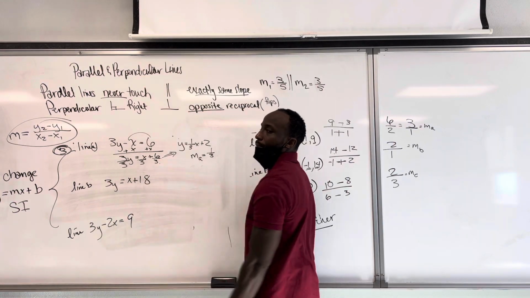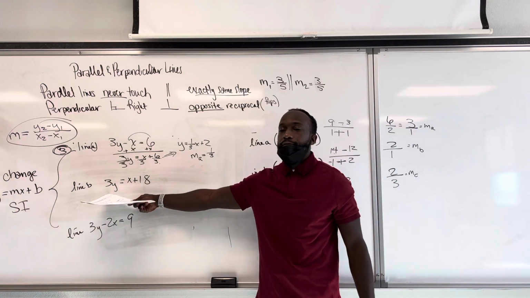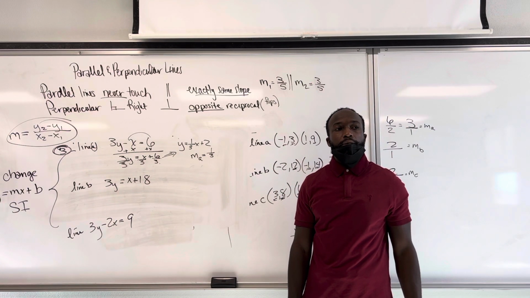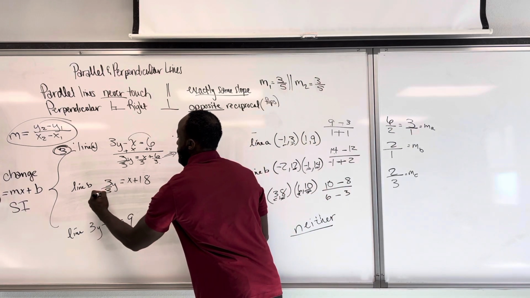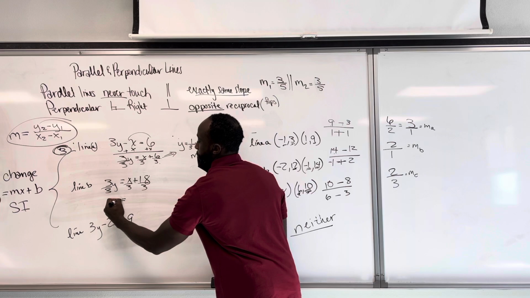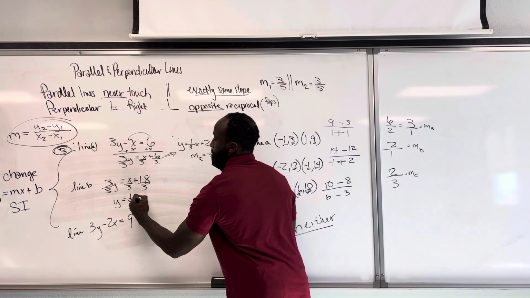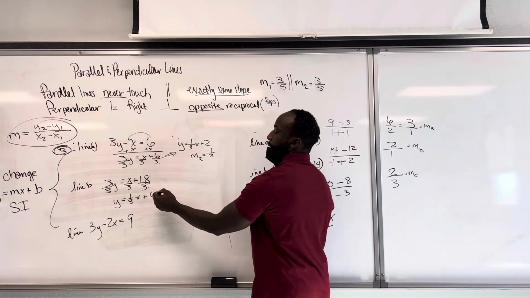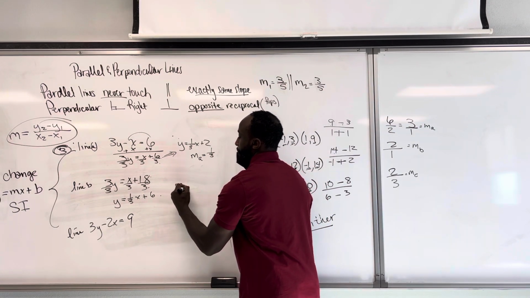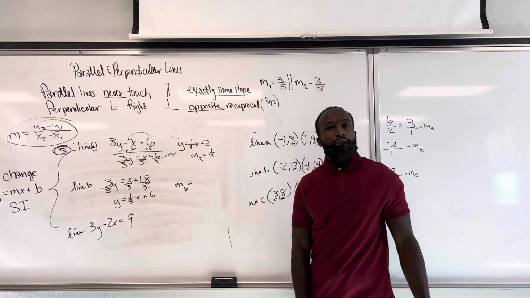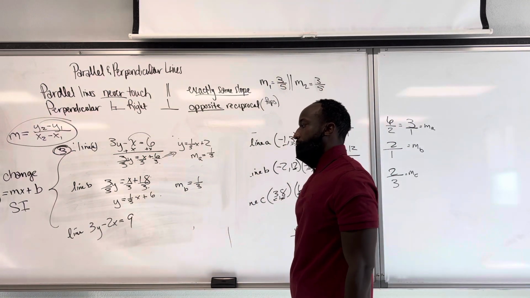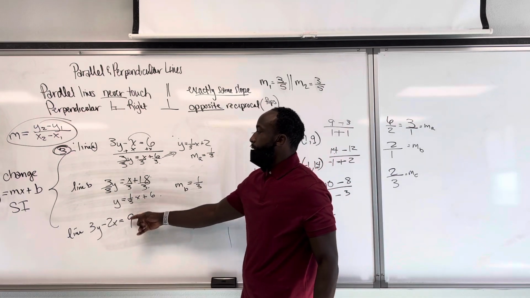Good. Now for this one, everything's over here. We just got to get this y by itself. So how would we get this y by itself for line B? Yeah, divide everything by 3. Right? So now we're going to end up with y equals 1/3 x plus 6. Because 18 divided by 3 is 6. Right? Now, the slope for line B is what? 1/3. Okay?